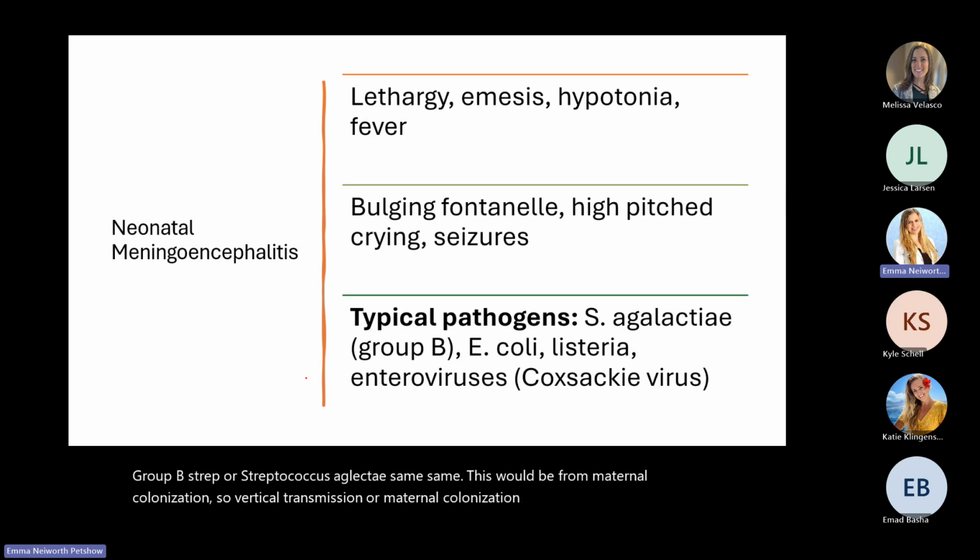E. coli, often capsular strains, K1 being the type of capsule, not as important. Again, this would be likely exposure from your typical rectal or GI flora. Listeria monocytogenes comes from food exposure, your unpasteurized milk, transplacental exposure or peripartum. And then enteroviruses, like Coxsackie virus being one of the big ones, can show up in neonatal CNS disease.